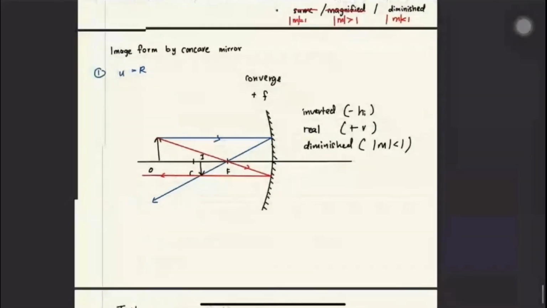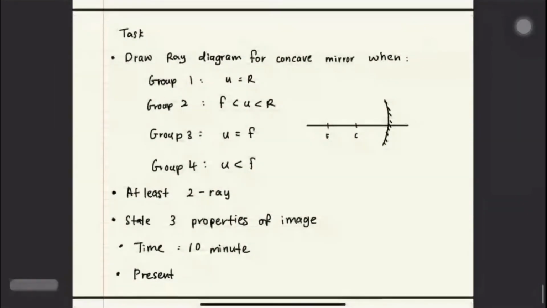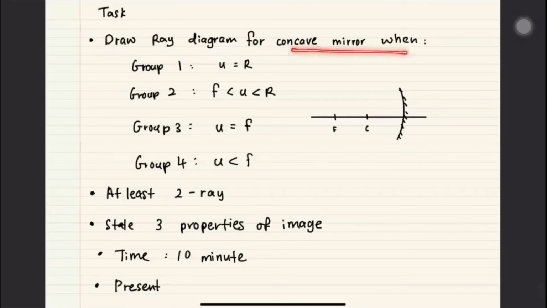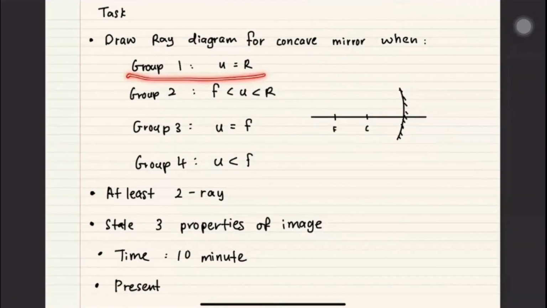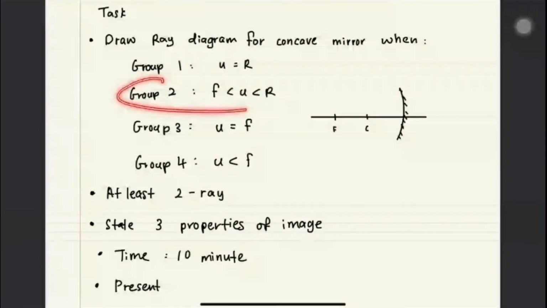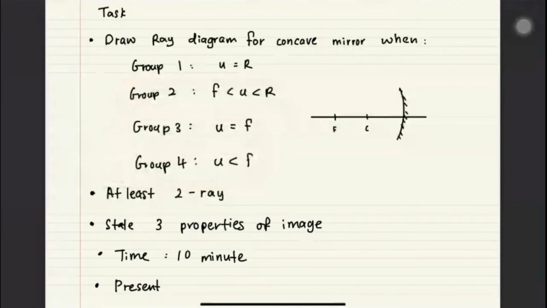Okay, now I want you guys to draw a ray diagram for a concave mirror. I'm going to divide you into groups and separate you into breakout rooms. Group 1, you have to draw this one inside the Jamboard. After that, I will give you the link. Group 2, draw this one. Group 3, draw this one. And group 4, draw that one. If you don't understand, you can ask me later about these 4 things.